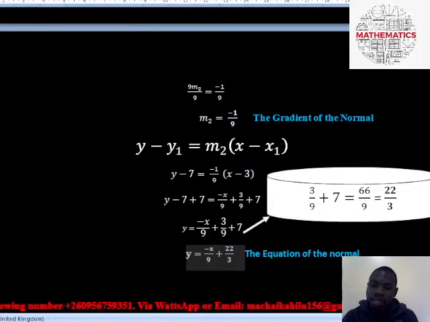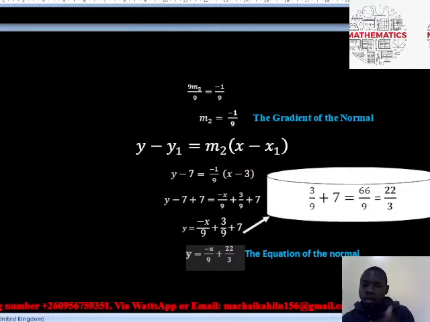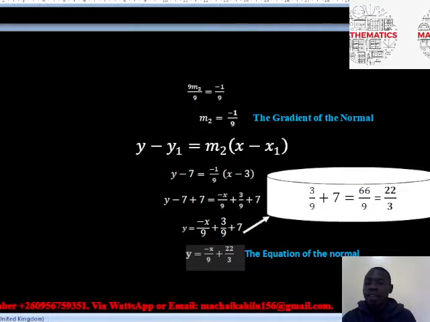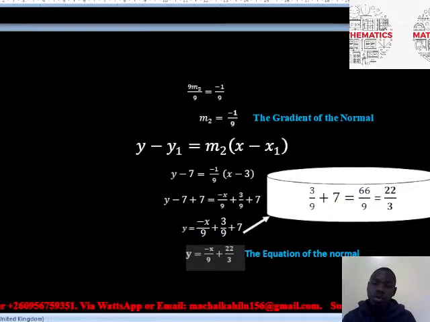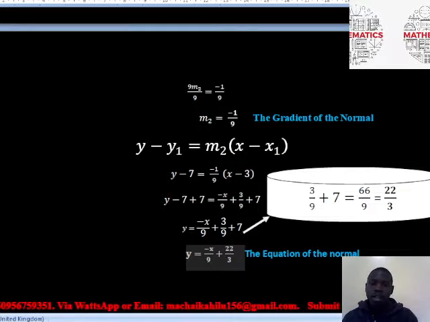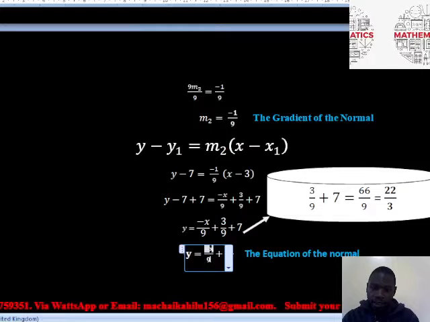So that gives us the equation of the normal. It's called the equation of the normal because when you look at that equation, you are able to identify even the gradient of the normal. The gradient of the normal, remember that we found negative 1 over 9. The same applies even there, this part here.